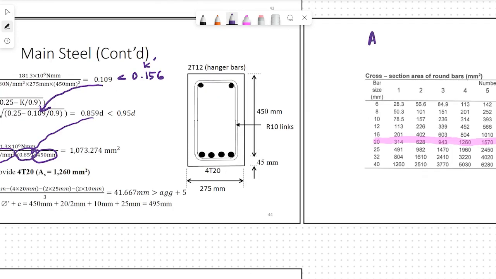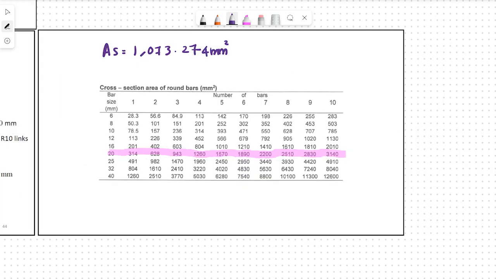Make sure that the As is lower than the selected section, the area tu ya. So according to the table, okay, we see that the four numbers fulfill the area. 1073.274, 1260 is bigger than this value. Okay, so kalau kita nak pilih tu, make sure janganlah terlampau besar. For example, kalau you ada 1260, dia dah cakap pakai the 20 mm diameter. Jangan pula you saja select 1570.